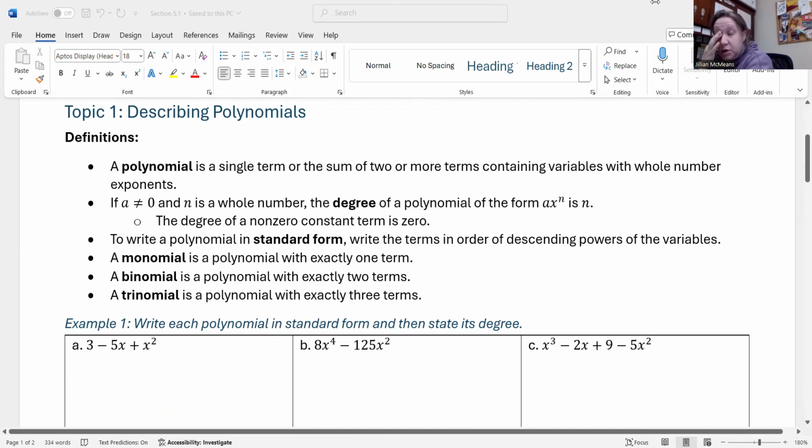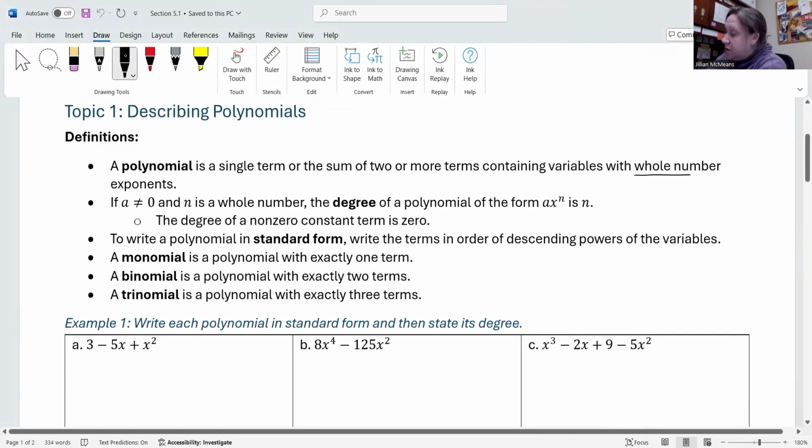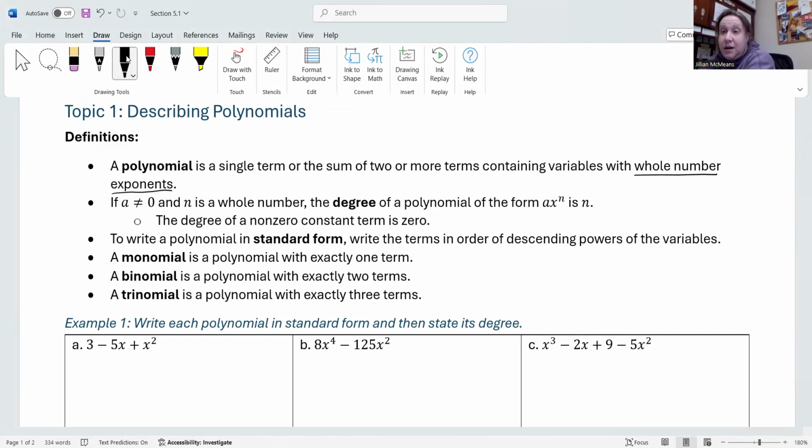So we have several definitions. Hopefully a couple of them are familiar to you, but if not, just pay close attention. So a polynomial is a single term or the sum of two or more terms containing variables with whole number exponents. So that whole number exponents piece is important. So remember this, whole number exponents.